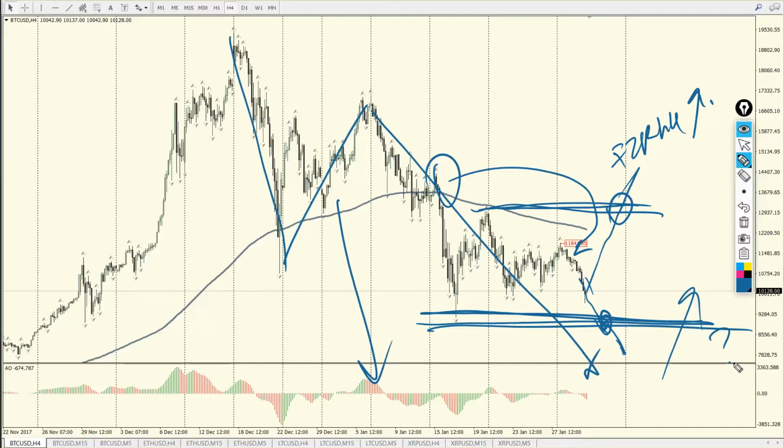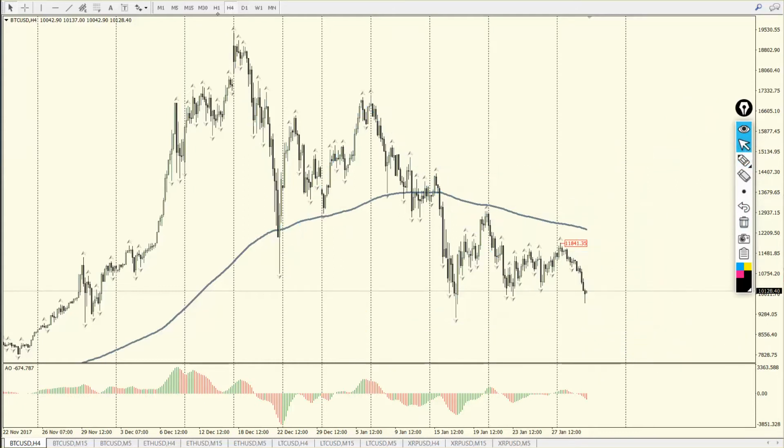In my personal opinion, the trend is down and it is way too early to buy Bitcoin. But this is my opinion. For me as a day trader, I'm looking at this FZR as well. I'll just go to a smaller time frame to show you that.